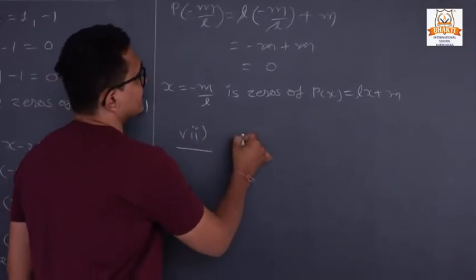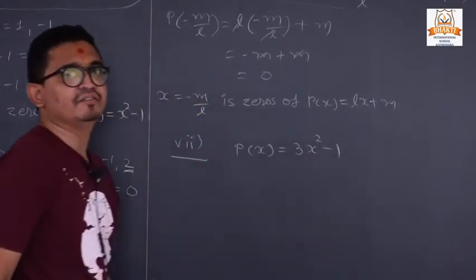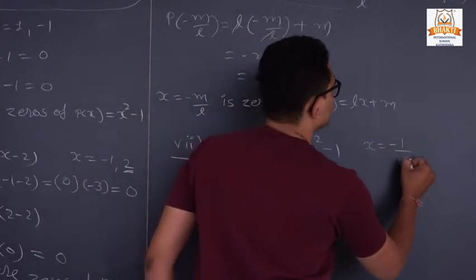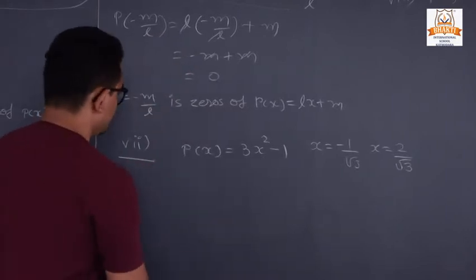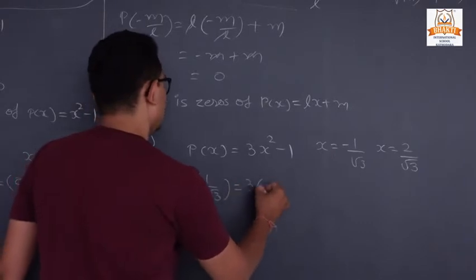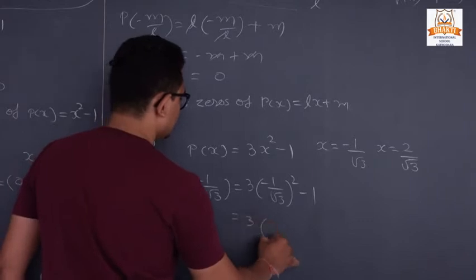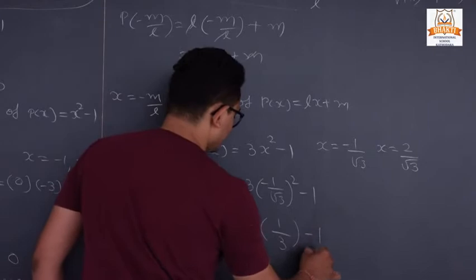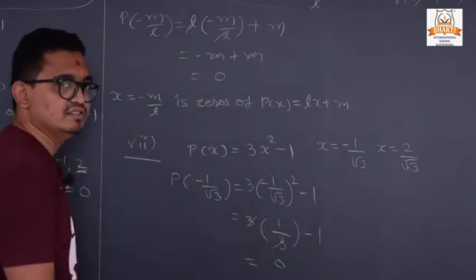p of x is equal to 3x square minus 1. First of all x is replaced with minus 1 upon root 3, and x is equal to 2 upon root 3. So we will put minus 1 upon root 3. So 3 times, in bracket, minus 1 upon root 3 all square. 3 will be the same, minus 1 square will be plus 1, and root 3 all square is 3 once again. So 3 cancels, 1 minus 1, the answer will be 0.